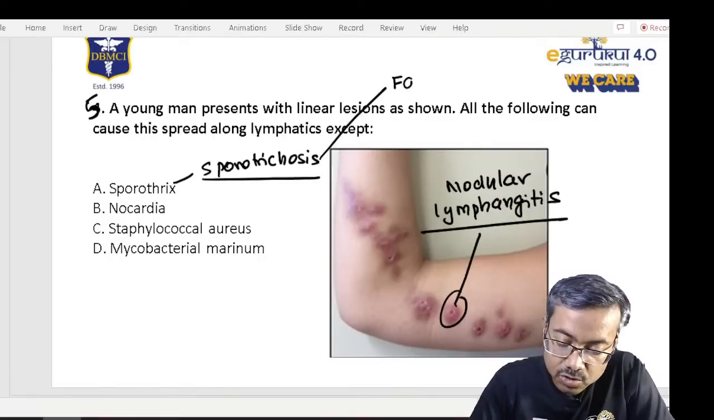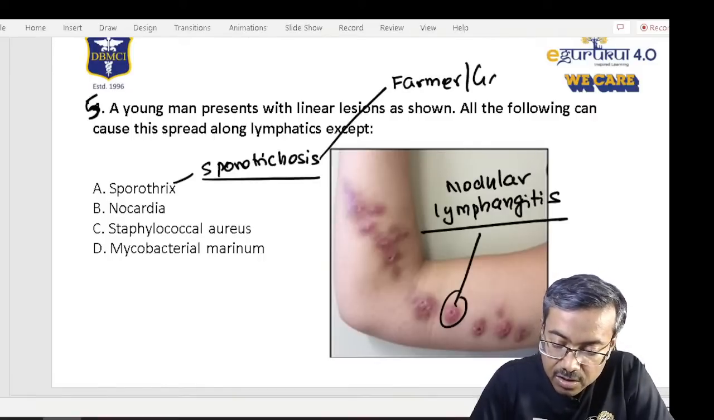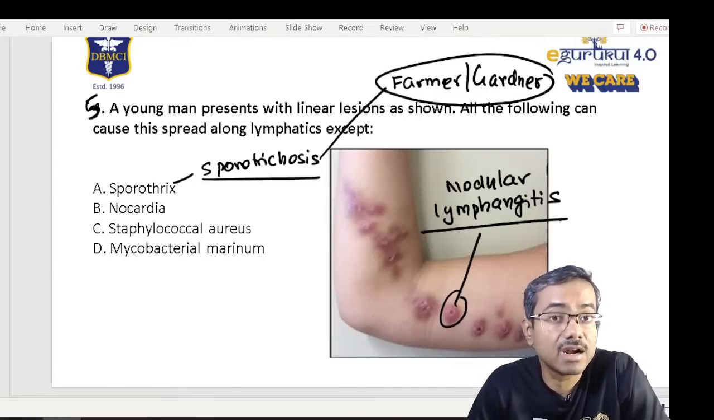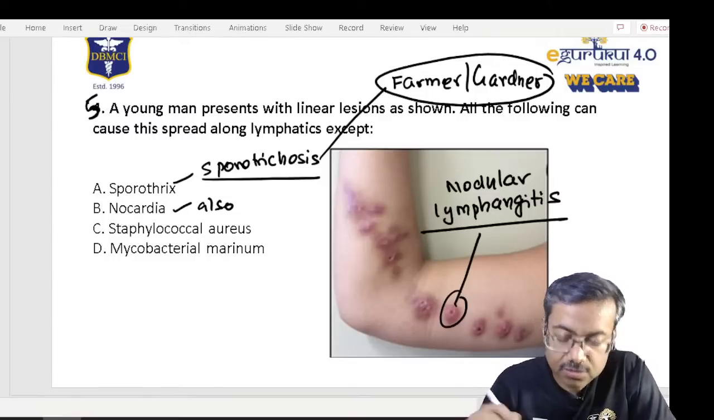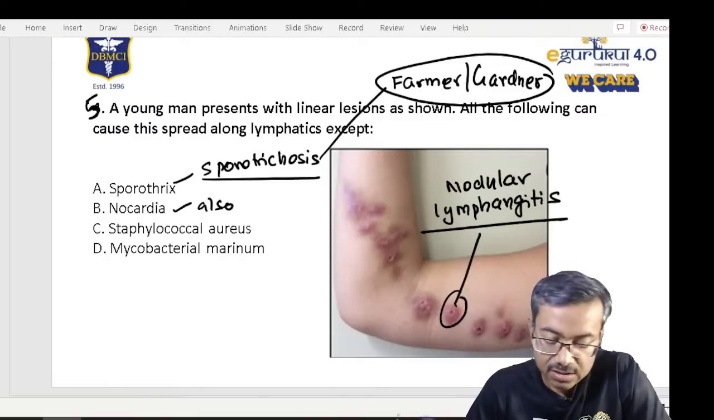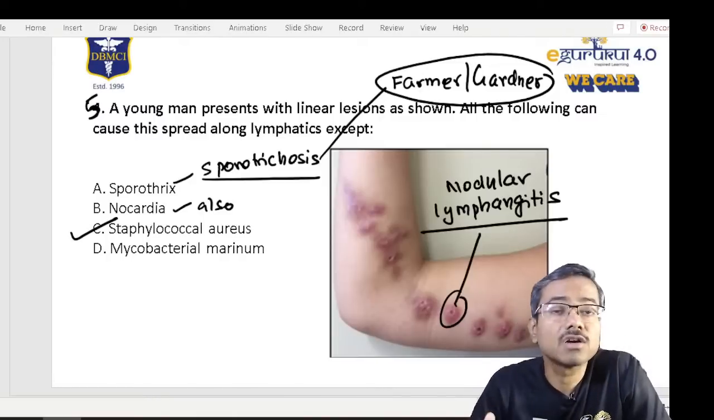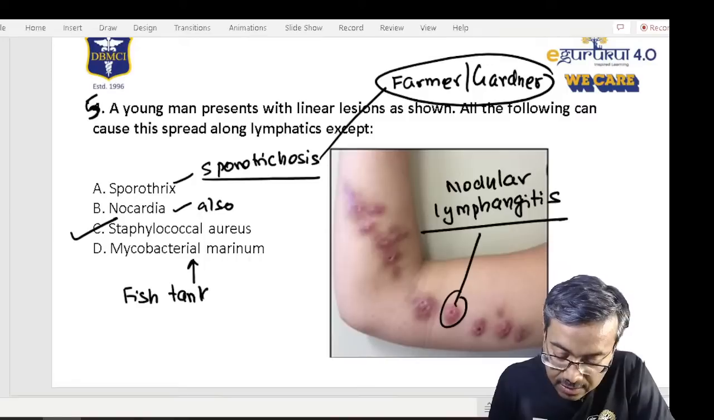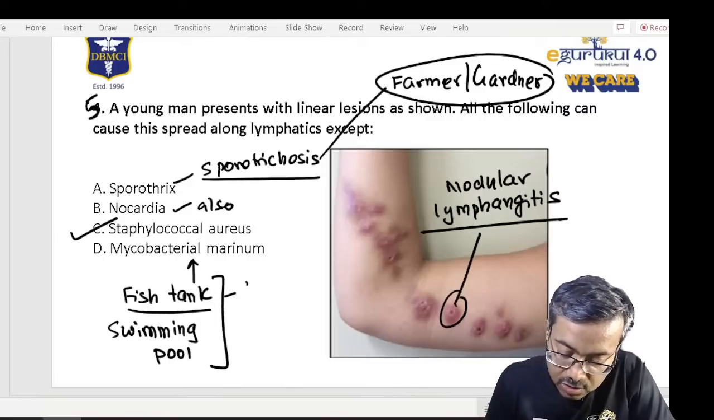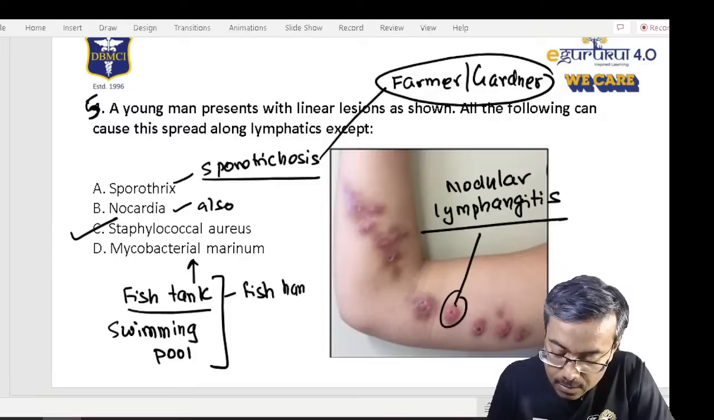Every MCQ usually would mention farmer and gardener. That's usually a clue to sporotrichosis, farmer and gardener, because it's a soil pathogen. Now nocardia also is a cause for nodular lymphangitis. Staph is not a cause for nodular lymphangitis, and Mycobacterium marinum is also a cause. This is also called fish tank granuloma or swimming pool granuloma, and the occupation is usually a fish handler or a swimmer.